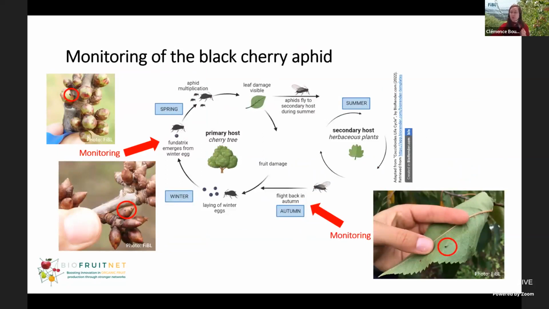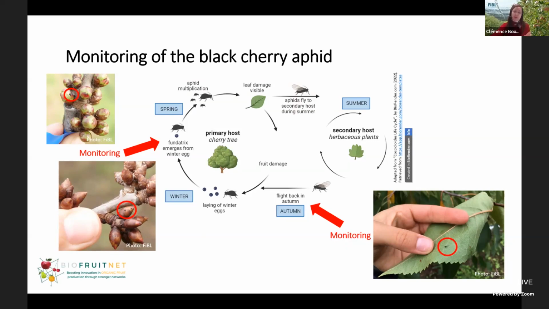So you have two key time points where you can monitor the aphid in your orchard. The first one is when they fly back in autumn. You can turn over the leaves of your cherry tree and see if you can find any winged aphids, as shown in the picture on the bottom right. Later in autumn, you would not only find winged aphids, but also unwinged aphids that have been laid by the winged aphid.